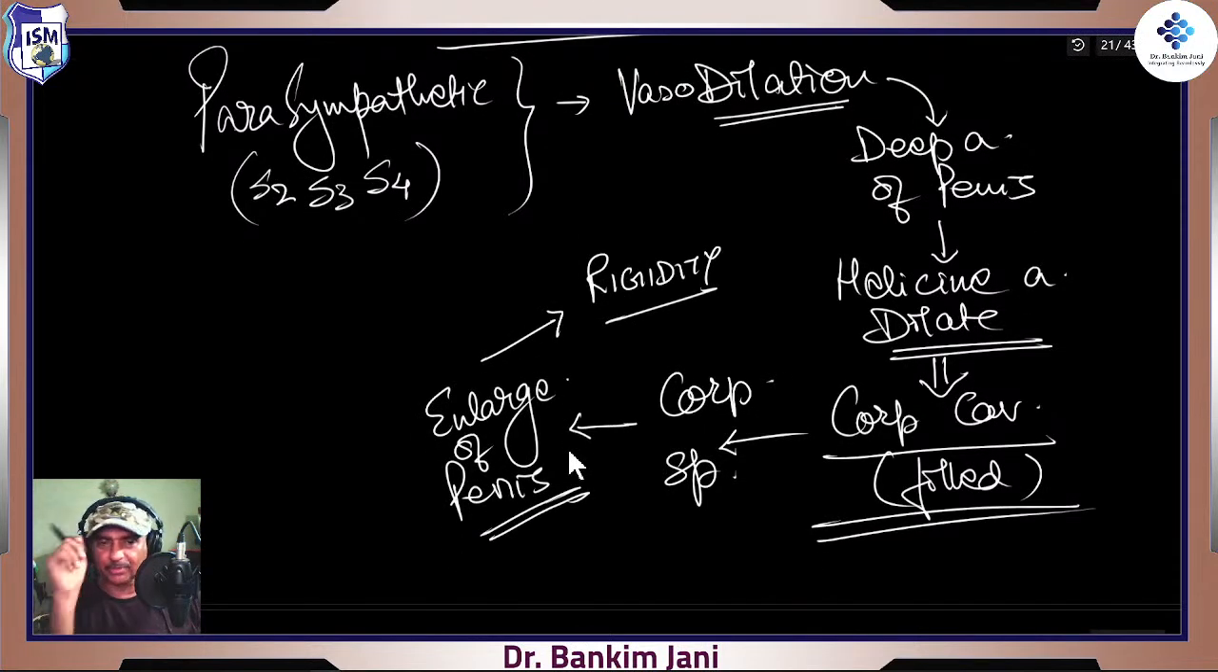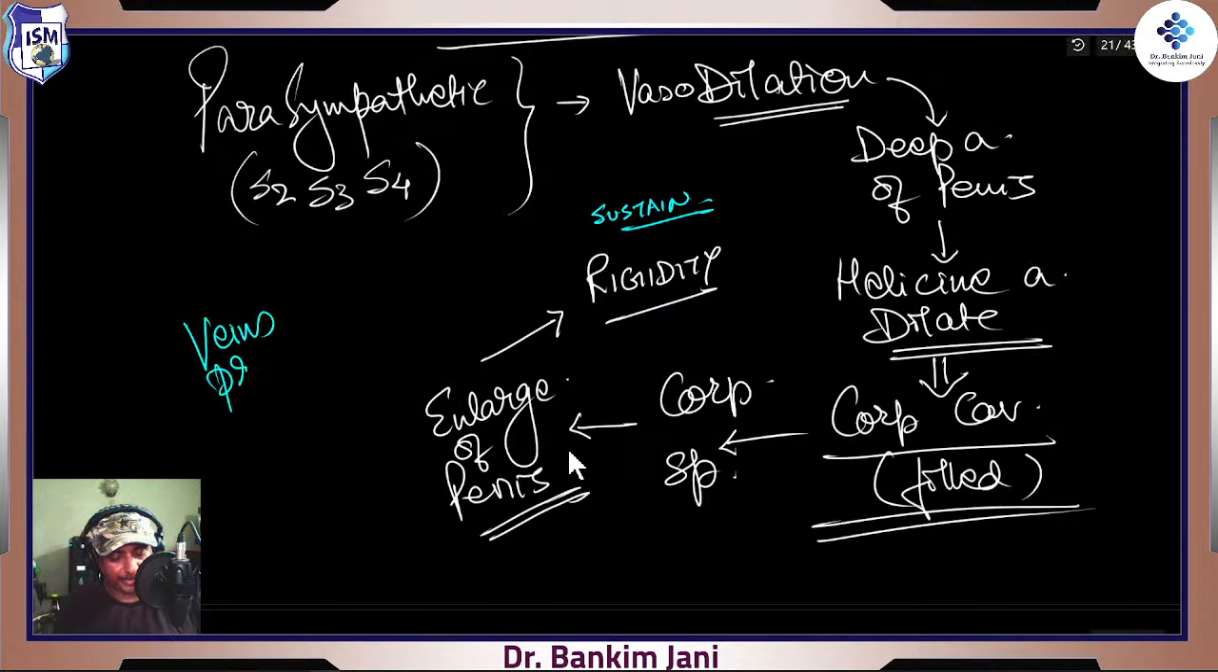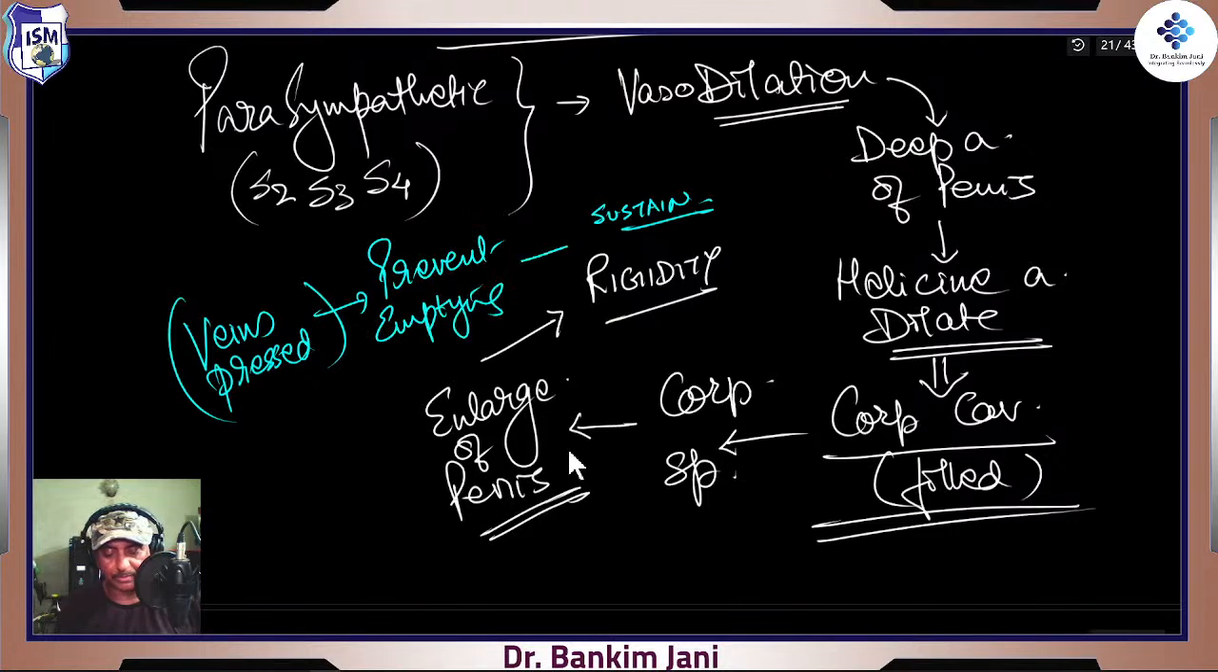So this much of the process is automatic, but where there are arteries, there are veins also. So immediately this blood would be drained out. It should be prevented, and only then can one sustain, and this is so important. For that, what is needed is that those veins should be pressed. When the veins are pressed, they will prevent emptying. This is a crucial thing.